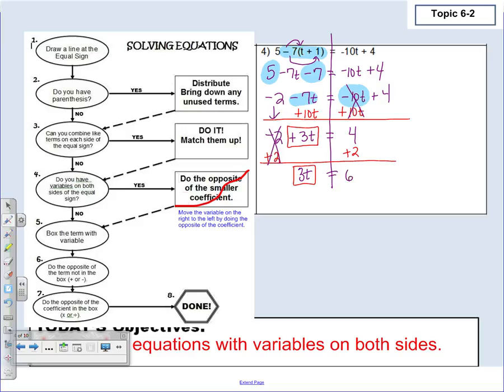Now, last step, do the opposite of the coefficient in the box. This is 3 times t, so we are going to divide by 3. 3 divided by 3 cancels out. We're left with t equals 6 divided by 3 is 2.